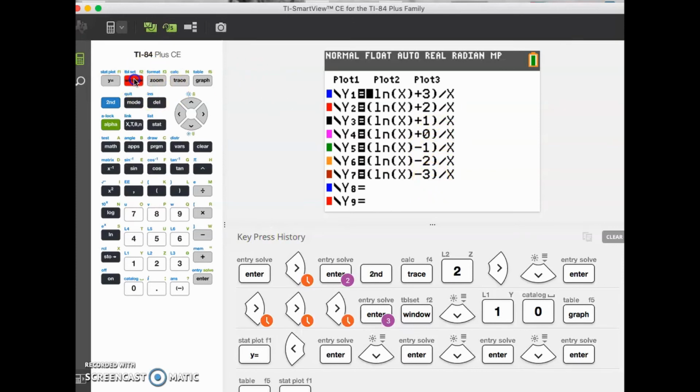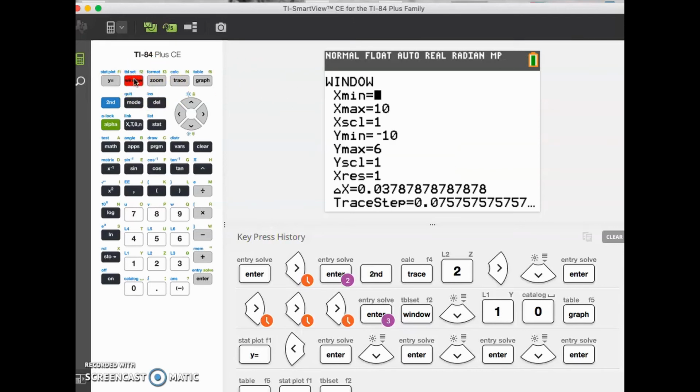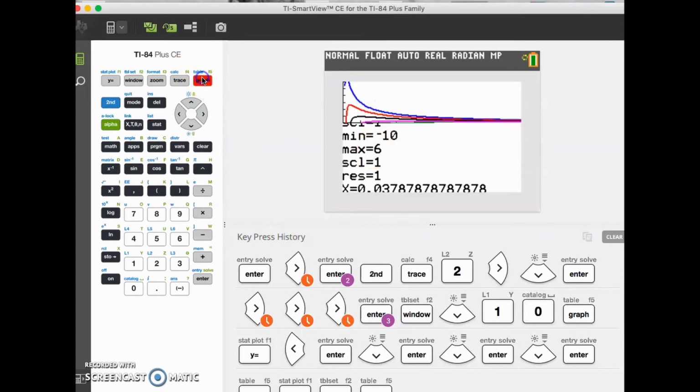And I went ahead and changed my viewing window because these are all log functions. We know the domain is going to be greater than 0. So I started with my x minimum at 0 and my x max at 10. And some of these go pretty low, so I set a y min of -10 and a y max of 6. So when we take a look at the graph of all of these functions together, this is what this family of functions looks like.